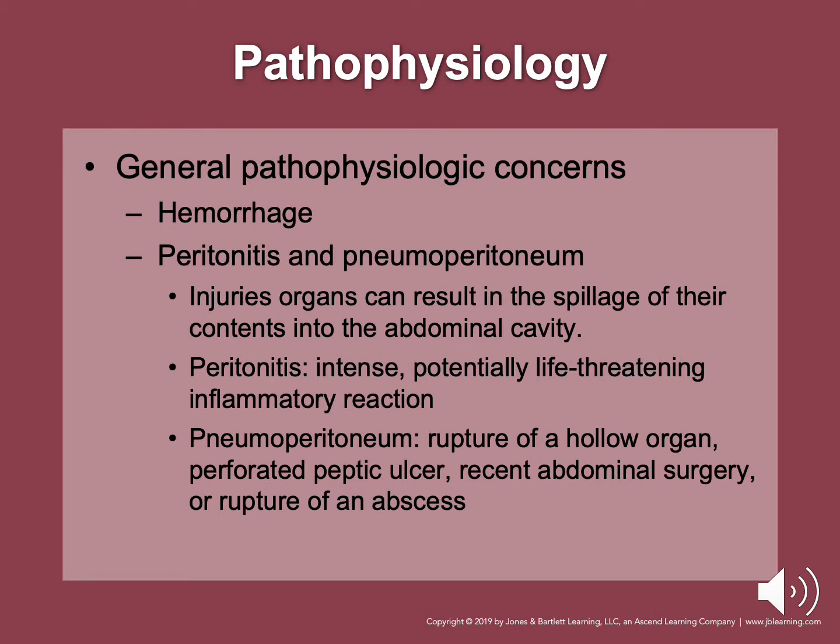Peritonitis and the peritoneum: injuries to hollow or solid organs can result in spillage of the contents into the abdominal cavity. Irritation of the nerve endings occurs. Pain is localized and the extent of contamination is confined. Peritonitis is an intense, potentially life-threatening inflammatory reaction. The first signs are severe abdominal pain, tenderness, and muscular spasm. Pneumoperitoneum can result from rupture of a hollow organ, perforated peptic ulcer, recent abdominal surgery, or rupture of an abscess.